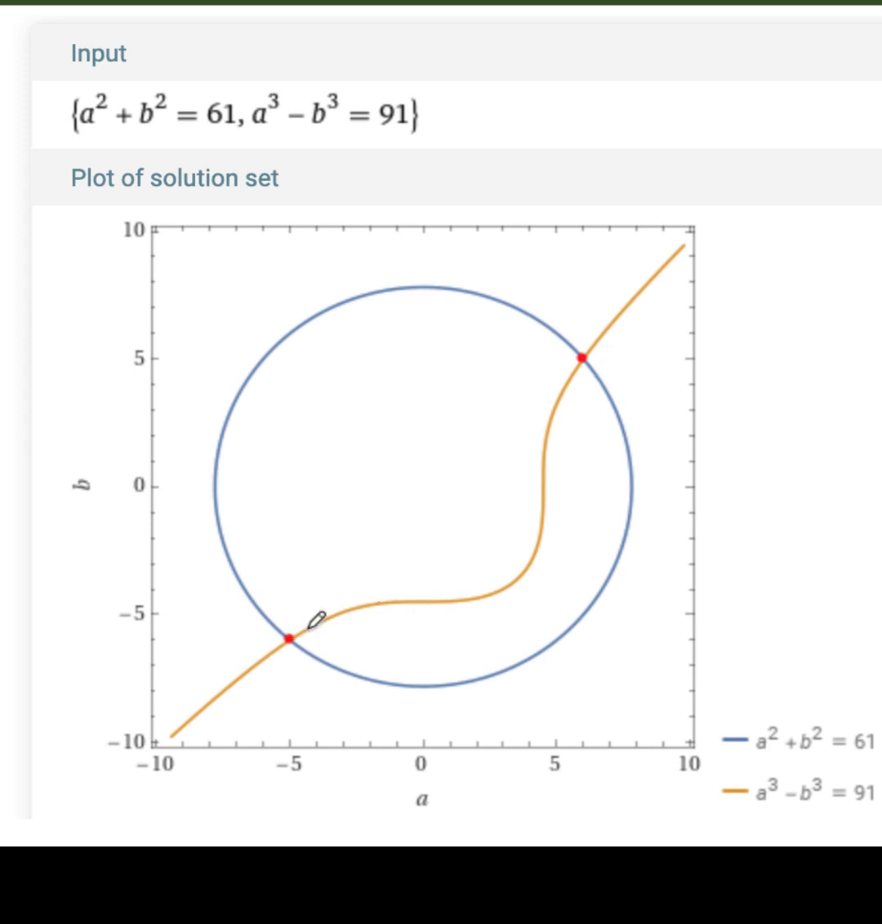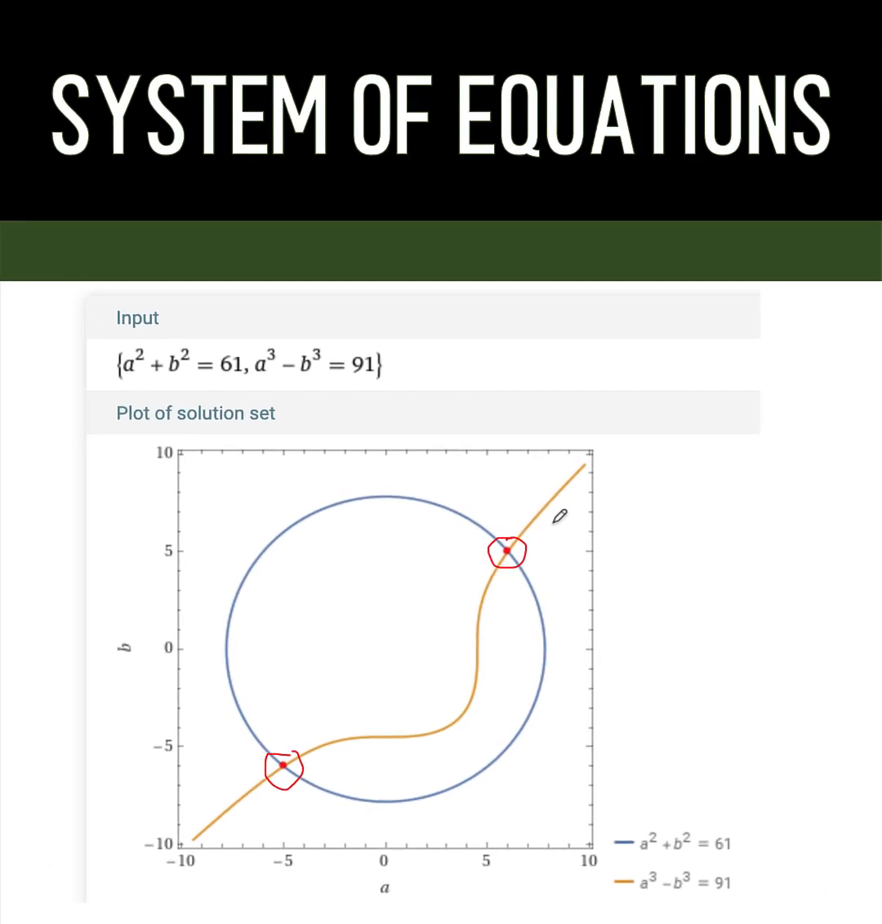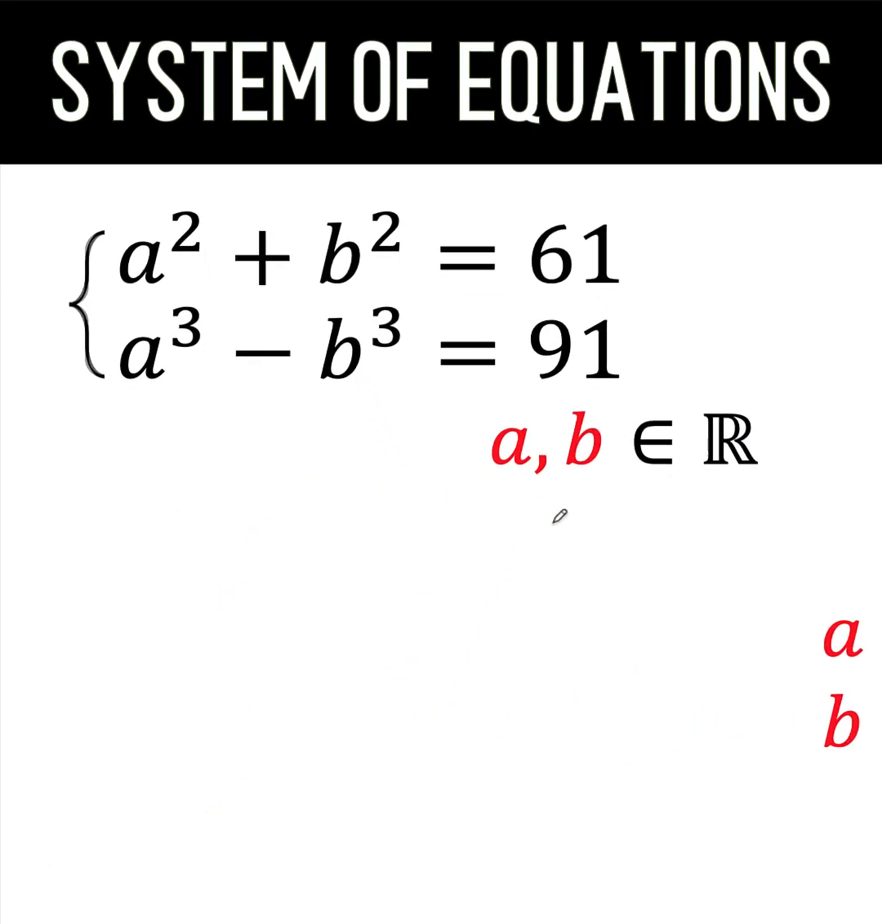And in this case, in the set of real numbers, there are 2 points of intersections, this part here, and this other part here. In the first point of intersection, there is a value for both a and b. In the second point, there is also another value for a and b. So that is what we are expecting to find as we solve this system of equations. So let's now proceed to the algebraic solution of this problem.